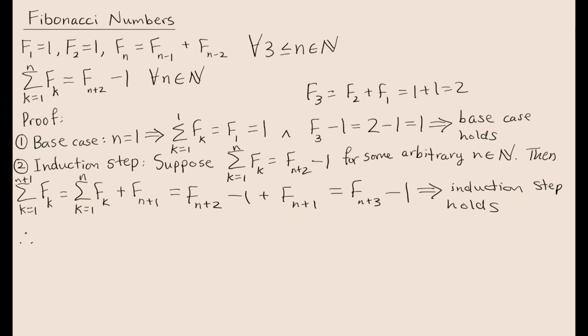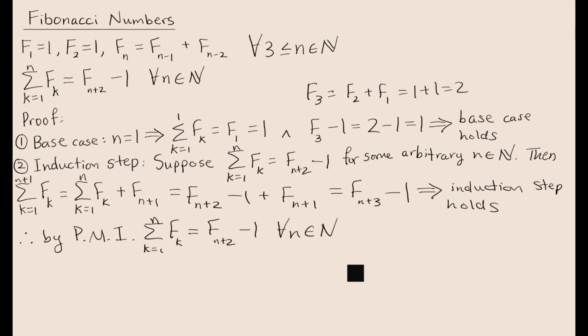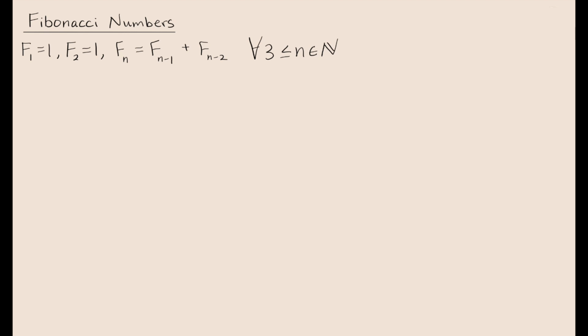Therefore, by the principle of mathematical induction, the sum from k equals 1 to n of fk is equal to fn plus 2 minus 1 for all natural numbers n. Now, proving that fn is greater than or equal to 3 over 2 to the exponent of n minus 2. This is true for all natural numbers n.